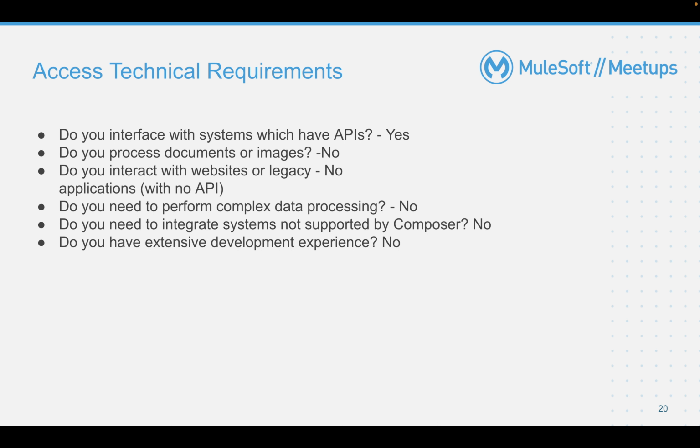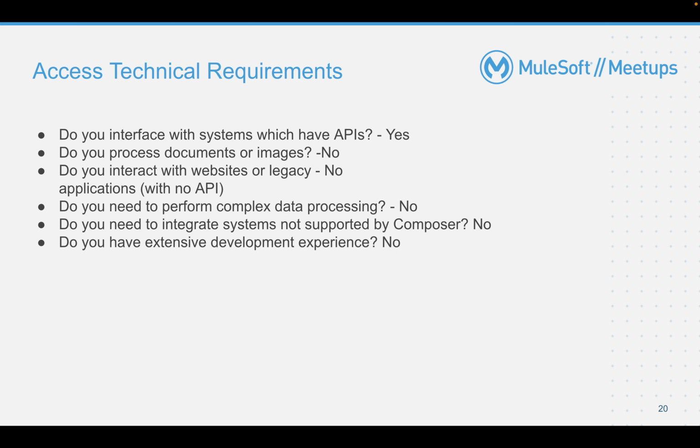Your fourth question would be, do you need to perform complex data processing? As said, it is no. If this was yes, then I would have definitely gone with Anypoint Platform, because Anypoint Platform gives us very granular control about how many vCores I want, what kind of data processing I have to do, and how I can customize the input and the output data for my systems. So these are the things.